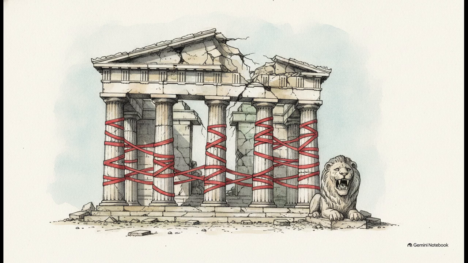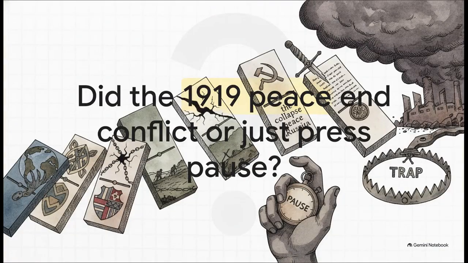But the final nail in the coffin? The devastating absence of major world powers, most notably the United States, whose own Senate flat-out refused to join Wilson's brainchild. This left the newly drawn global order incredibly fragile and vulnerable. Which leaves us with a really crucial question to ponder as we wrap up this explainer.